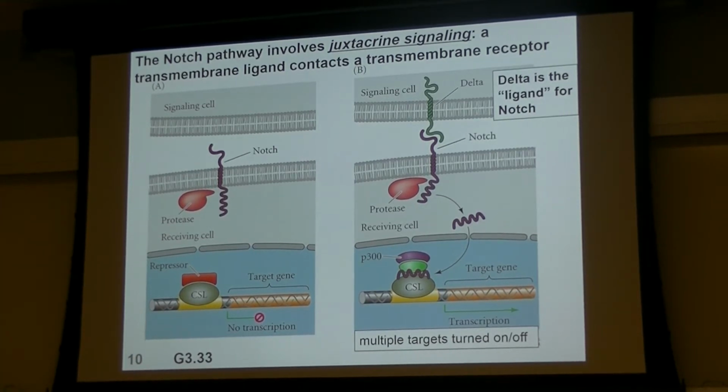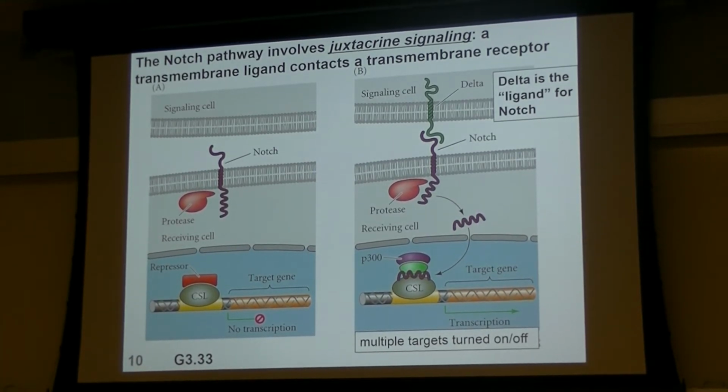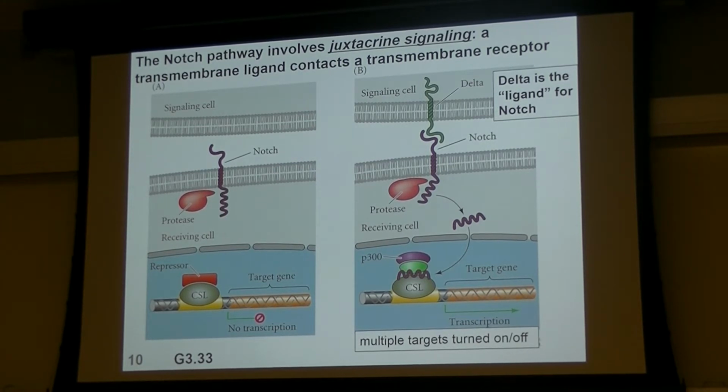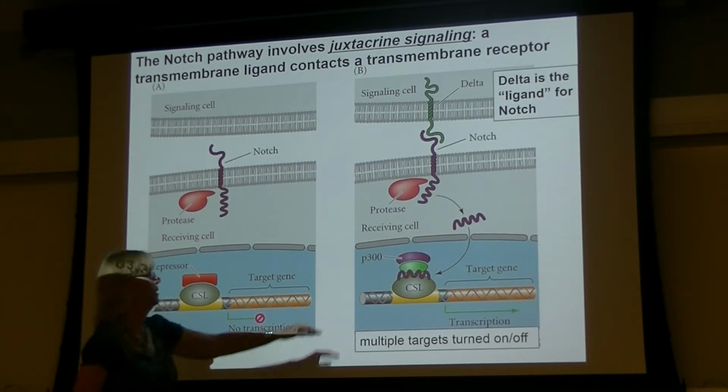So if you're talking about cells interacting with each other, it has to start at the cell surface, signaling has to move through the cytoplasm, and then effect a change in the nucleus at the DNA level. Okay?